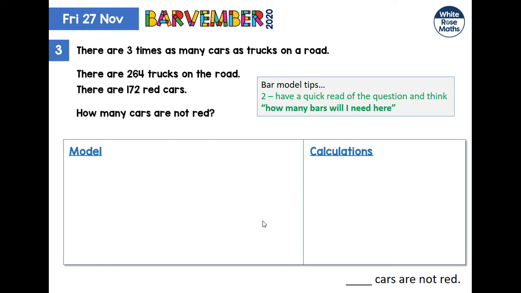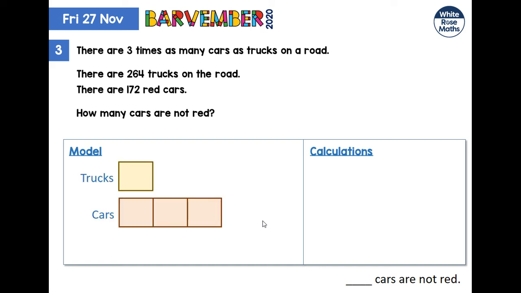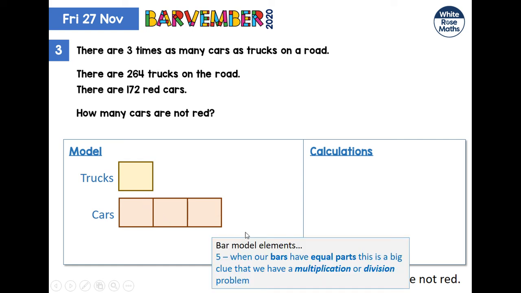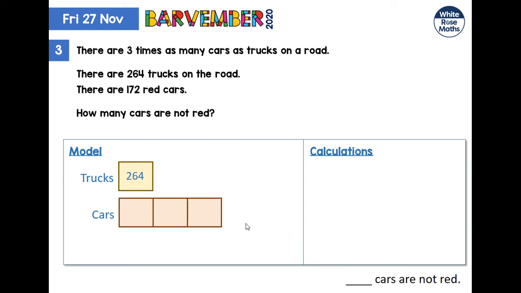Question 3. So how many bars do we need here? Well, this is about trucks and cars. So I think we've got 2 bars for our trucks and cars. And a standard bar modeling issue that we've got 3 times as many. So we've got equal parts. We've got 3 equal parts, but each part for the cars is the same as the part for the trucks. 3 times as many cars as trucks. So we have 4 equal parts. When we have equal parts, it suggests we're going to do some multiplication or division.